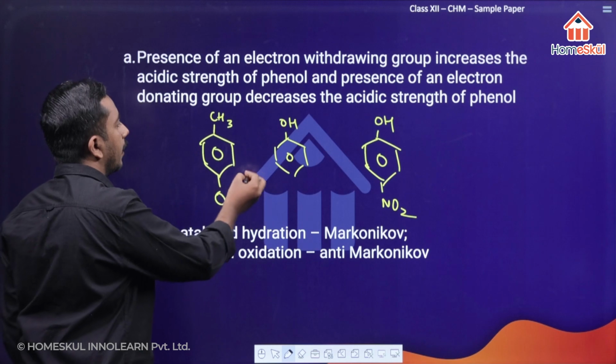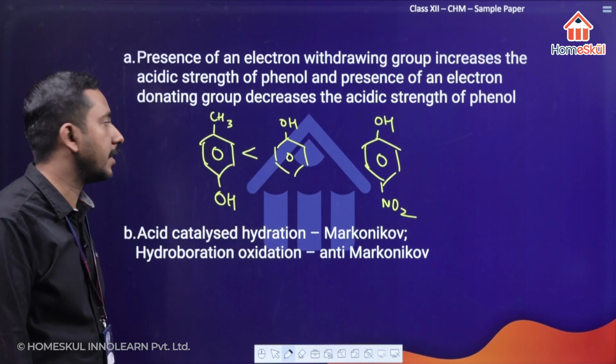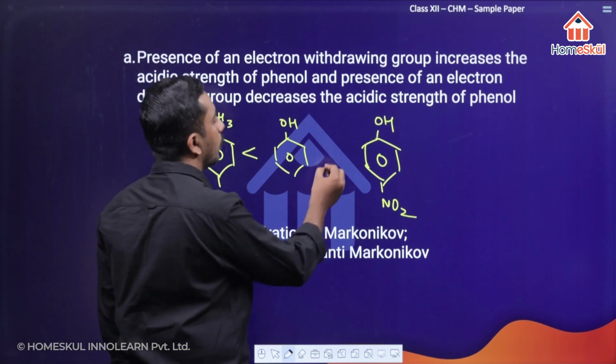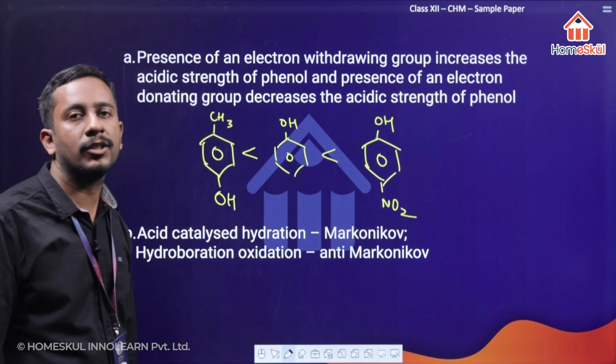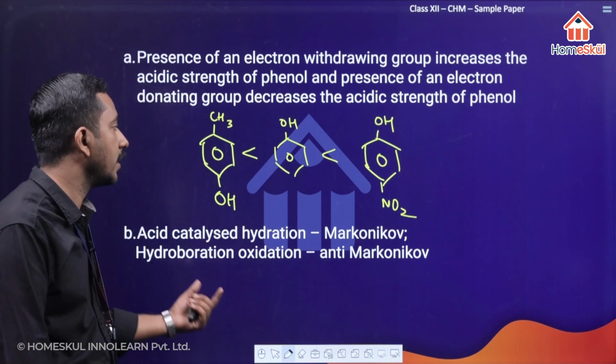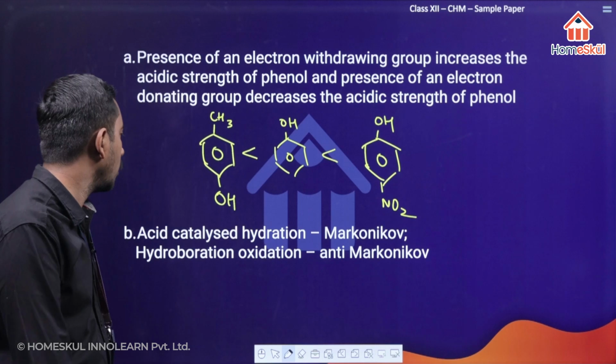That means the para-cresol compound is going to be the least acidic, and then comes phenol, and the most acidic will be para-nitrophenol because of the presence of an electron withdrawing group that is present. So this is the correct increasing order of acidity for the given compounds.